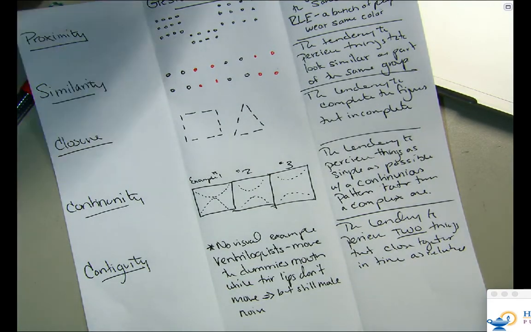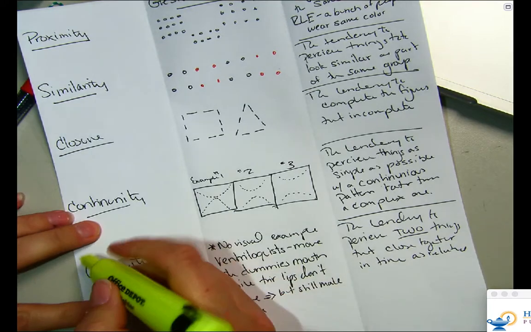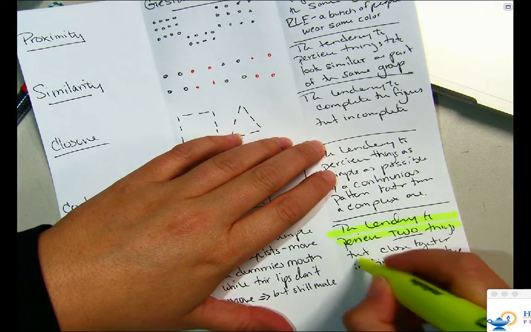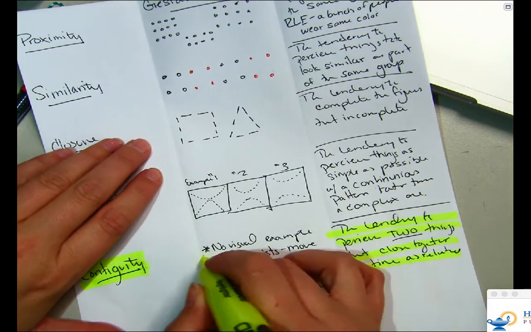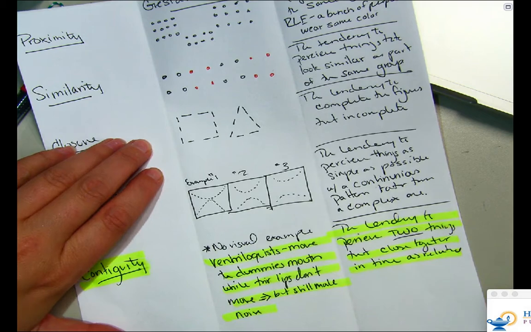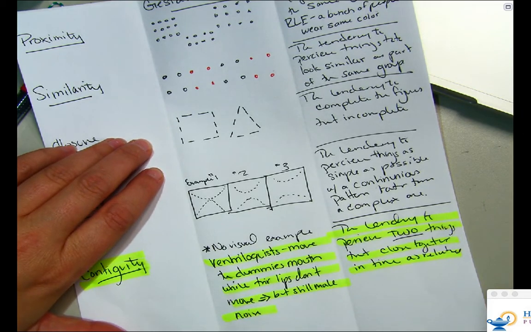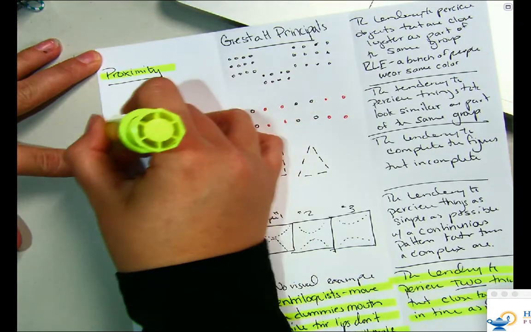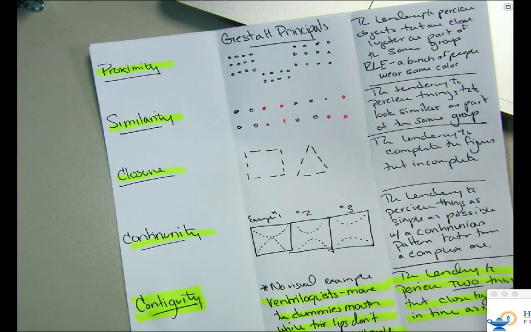Okay, so with your highlighter, say under continuity the definition after pattern. Okay, so you need contiguity. Just ask questions specifically on that. The tendency to perceive two things that are close together is happening at the same time. And the ventriloquist part is key. Okay, and there is a question on the test that asks you which of the following is not one of them. There's 5 of them. You have to say which one is not.